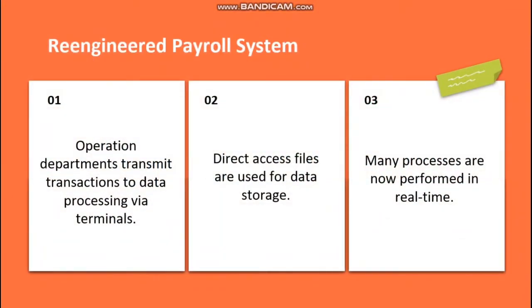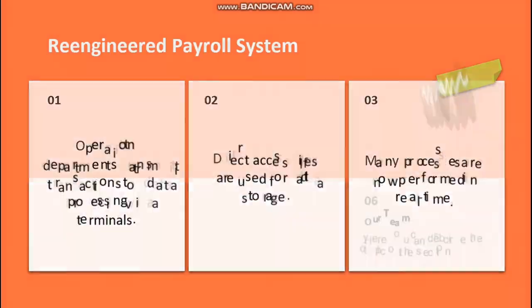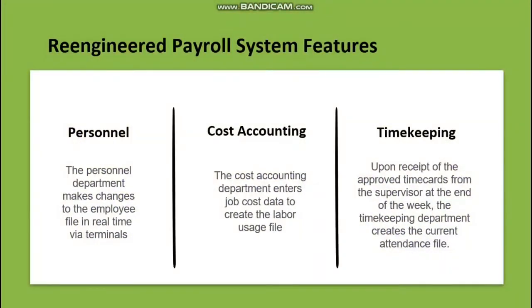Moreover, the re-engineered system differs from the simple automated system described previously in the following ways. 1. Operations departments transmit transactions to data processing via terminal. 2. Direct access files are used for data storage. And 3. Many processes are now performed in real time. Here are the key operating features of this system.